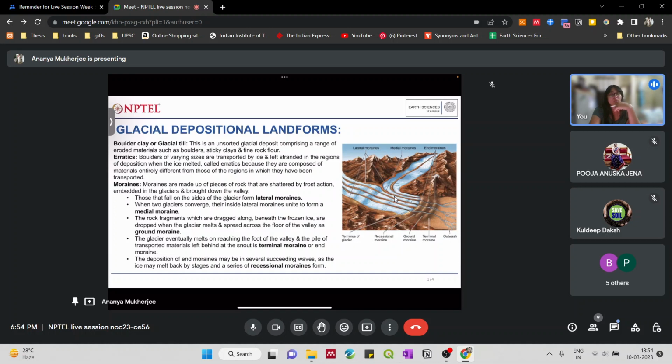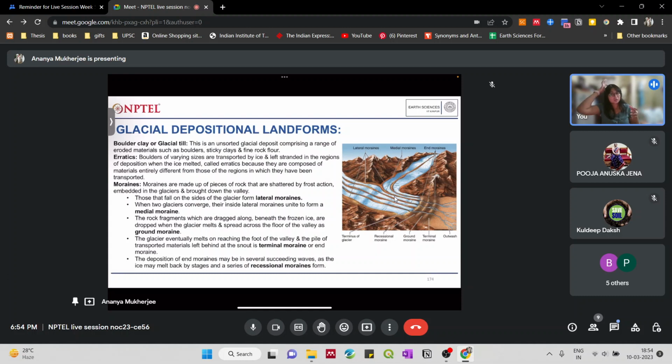Then you have moraines. Moraines are usually the sediments that are brought by the glaciers. These form when the glaciers are flowing down and melting. A lot of the material that is carried by them shifts towards the sides of the glaciers.